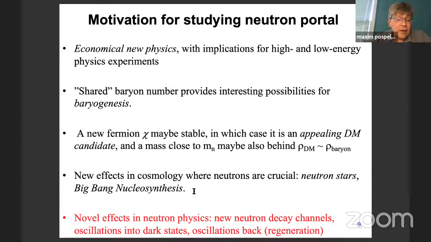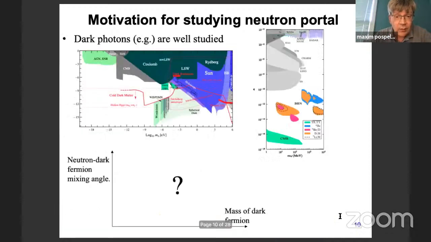Well, one should expect new effects in cosmology where neutrons are involved, and in astrophysics where neutrons are crucial: neutron stars and Big Bang nucleosynthesis, for example. And then, of course, one should expect novel effects in neutron physics, new neutron decay channels, possibly oscillations into dark states, and oscillations back, regeneration. So once we accept that there is a possibility of a state chi not too far from the mass of the neutron, then suddenly a lot of interesting possibilities open up.